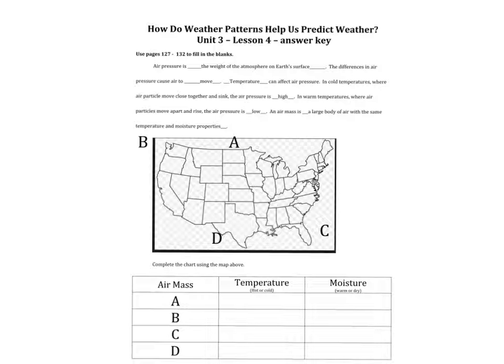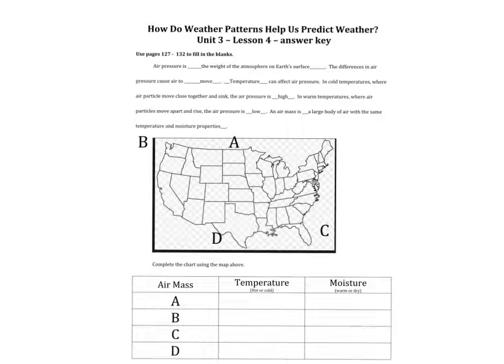The page numbers aren't exactly the same, but some key things to remember: that air pressure is the weight of the atmosphere on Earth's surface. So obviously the higher up we travel, there's less air pushing down on us. The lower we go, the more air pressure we feel. The differences in air pressure cause air to move. And we know that temperature can affect air pressure, whether it's hot, whether it's cold.